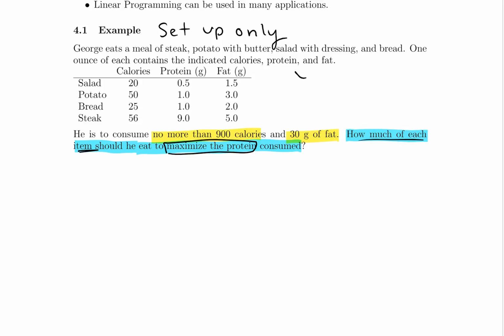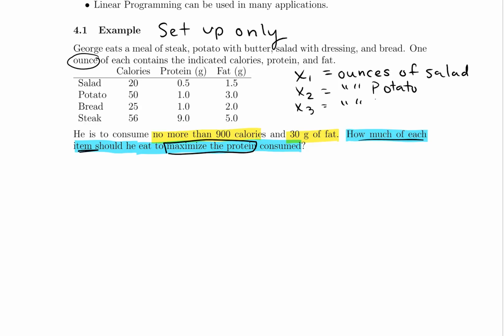So let's let x1 be the ounces of salad, because each of the numbers that we've been given is relative to 1 ounce. I'm going to let x2 be the ounces of potato. x3 will be the ounces of bread. And x4 will be the ounces of steak. There we go. Okay. So the question told me what I wanted the variables to be.